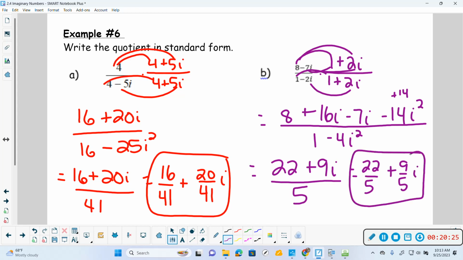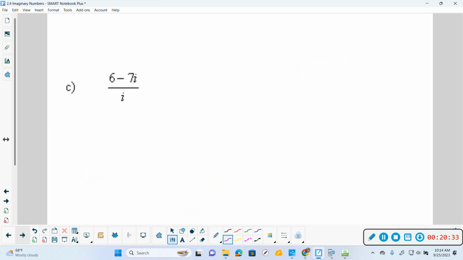Any questions on that? These are the most time-consuming ones, is all the foiling, of course, and the simplifying. But really, that's not that bad. Okay, last one, getting to the end here.